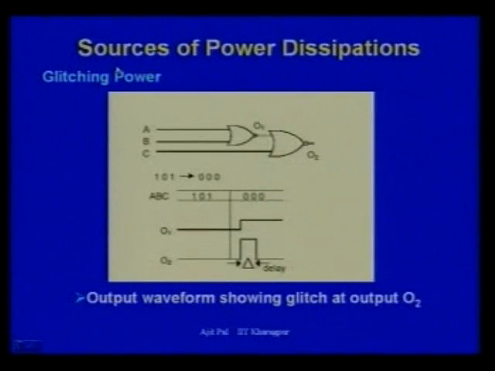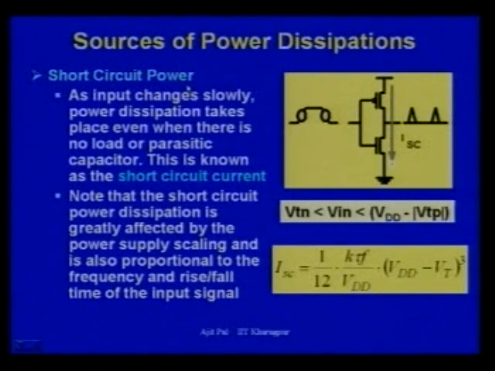Second source of power dissipation is short circuit power. What is short circuit power? As the input changes, as you know, for example in this case of the inverter, when this input is high, output is low. Input is high, then this NMOS transistor is on, PMOS transistor is off. And similarly, when this input is low, the NMOS transistor is off and PMOS transistor is on. So, at any instant of time, none of the two transistors is on simultaneously.